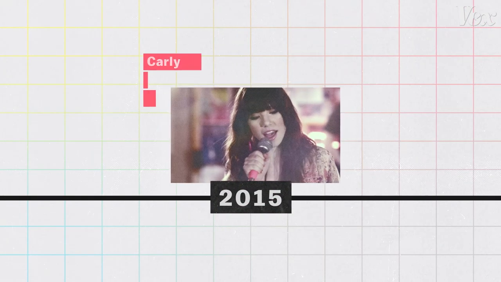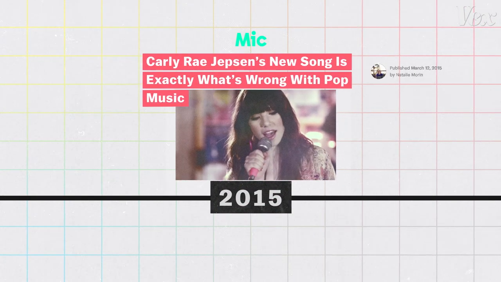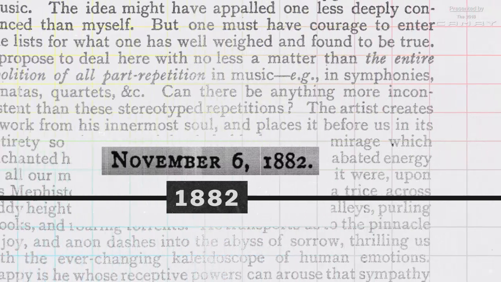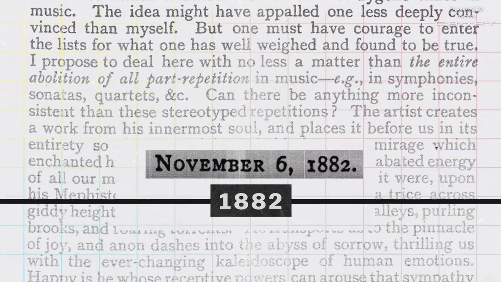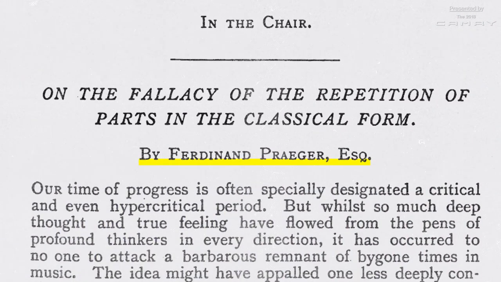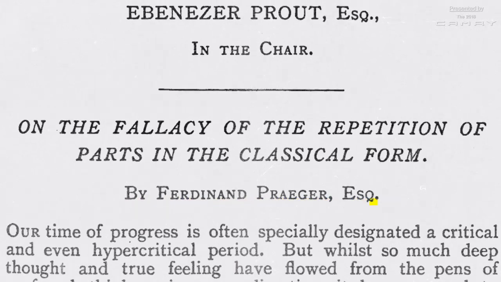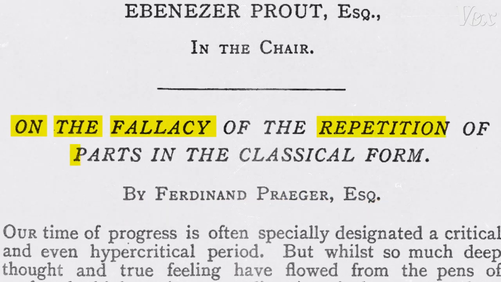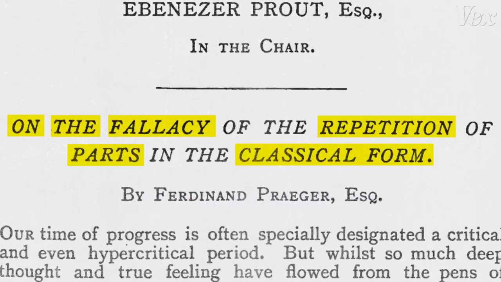That anti-repetition sentiment goes back a laughably long time, all the way back to November 6, 1882, when composer Ferdinand Praeger made a case against repetition called On the Fallacy of the Repetition of Parts in the Classical Form.